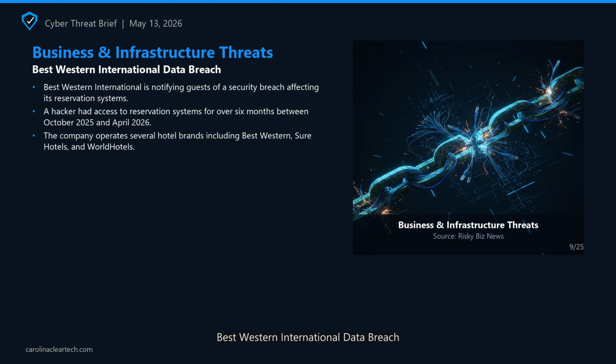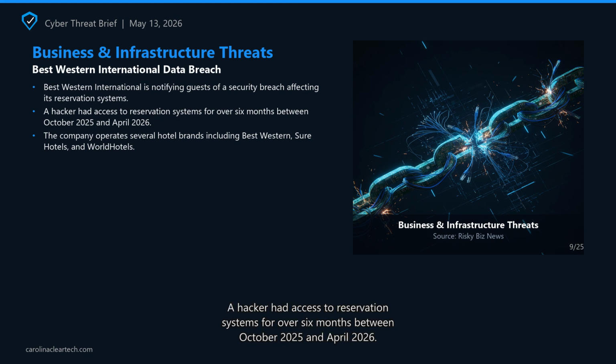Best Western International data breach. Best Western International is notifying guests of a security breach affecting its reservation systems. A hacker had access to reservation systems for over 6 months between October 2025 and April 2026. The company operates several hotel brands including Best Western, Sure Hotels, and World Hotels.